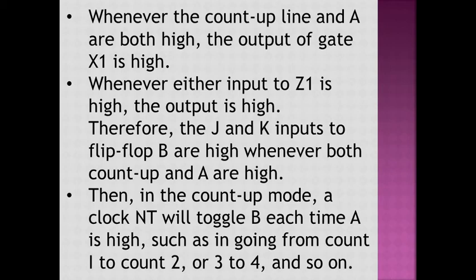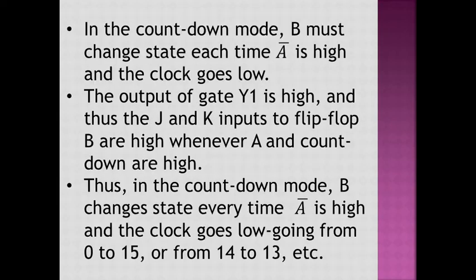Whenever count up line and A are both high, the output of the gate X1 is going to be high. Whenever either input of Z1 is high, the output is high. Therefore, J and K input to the flip-flop B are high whenever both count up and A are high. Then, in a count up mode, clock negative transition will toggle B each time A is high, such as in going from count 1 to count 2, or count 3 to count 4, and so on.